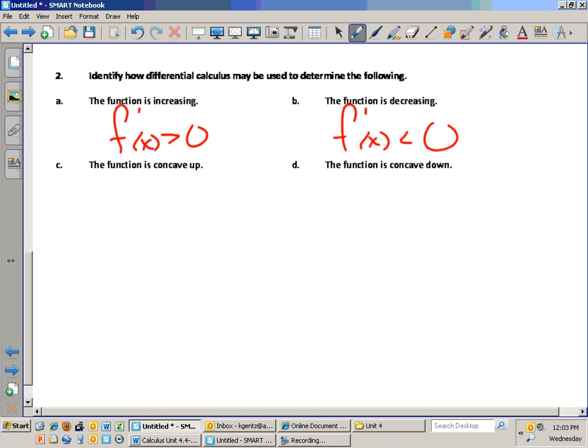How about concave up? And F double prime would be concave down if it's negative. Well, that would be too easy of a question on the test, right? Question. Right, and if we get a negative value, then we know it's decreasing. Right. When you plug that x value in.